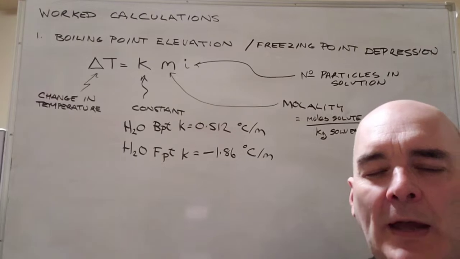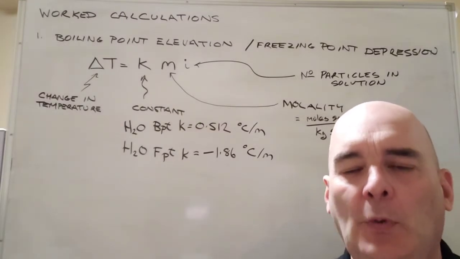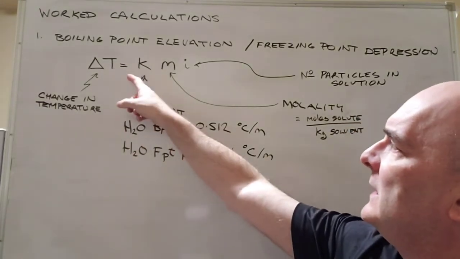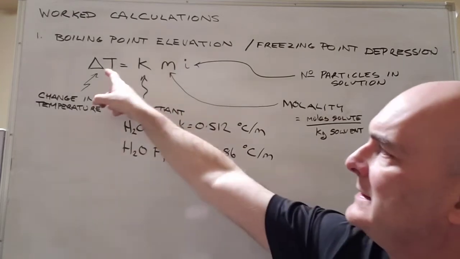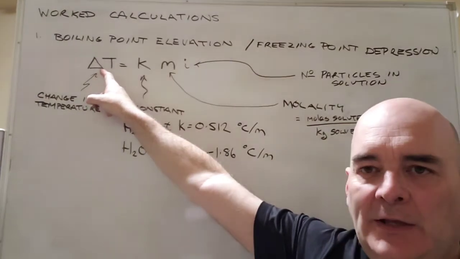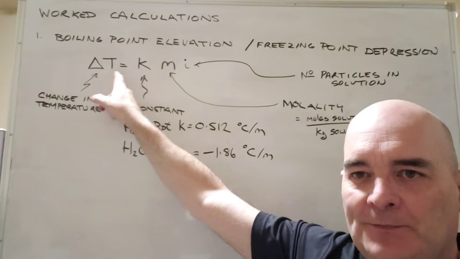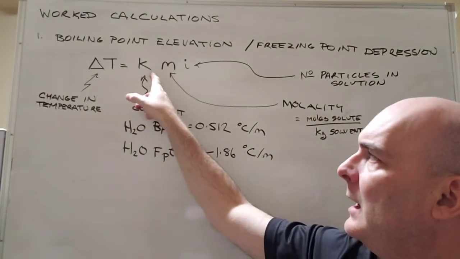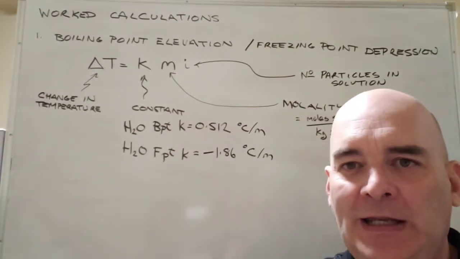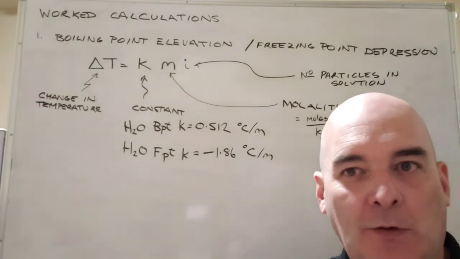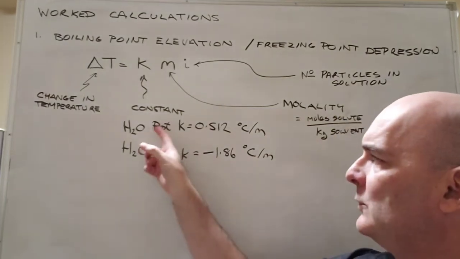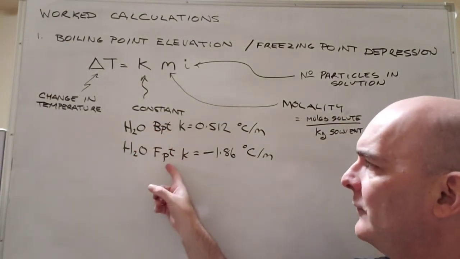The equation that will find the new boiling point or freezing point of a solution is delta T equals Kmi. Delta, that's a capital delta in the Greek alphabet, delta means change. Capital T means temperature. This is the change in temperature. K is a constant, and it's a unique number for each individual solvent. So if we're looking at an aqueous solution, we would look up the constants for water. And water has two constants, one for boiling and one for freezing.